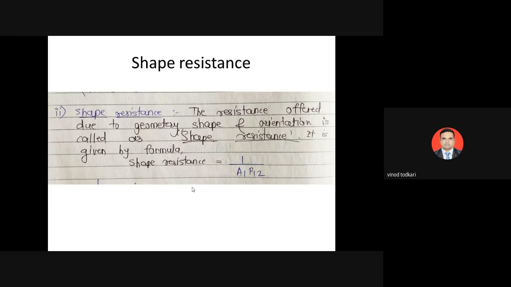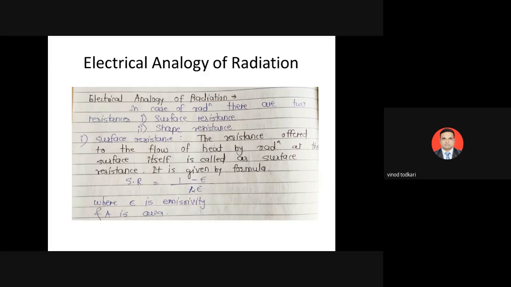Okay. Anyway, that is not required over here. You just have to remember that the shape resistance is given by the formula 1 upon area into shape factor of 1 with respect to the other. So these two simple formulas, are they clear to you?